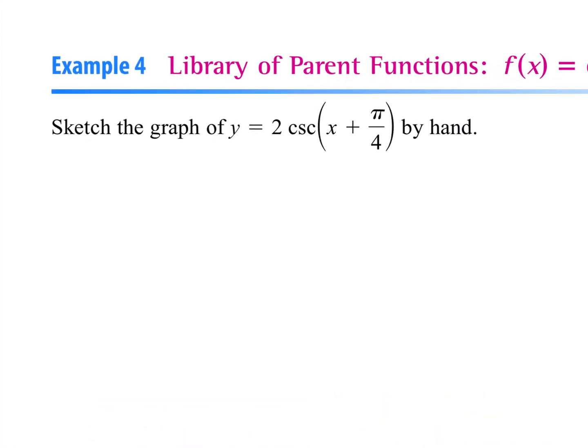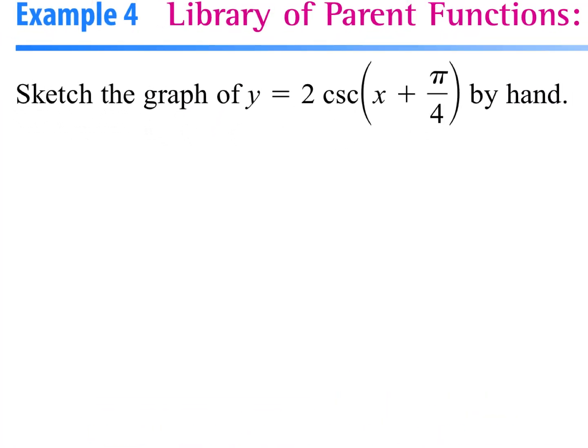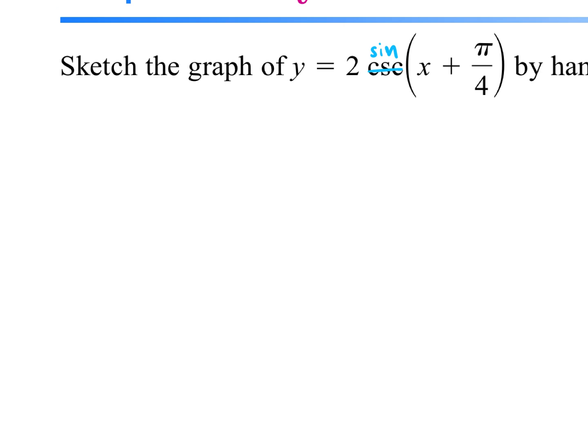So example 4, we have cosecant. Cosecant goes with which function? Sine. So we're going to pretend that this is a sine function for now. I'm going to do the same thing as when I graphed sine functions yesterday. So I have A, B, C, D. I need my starting point, the period, and the increments.